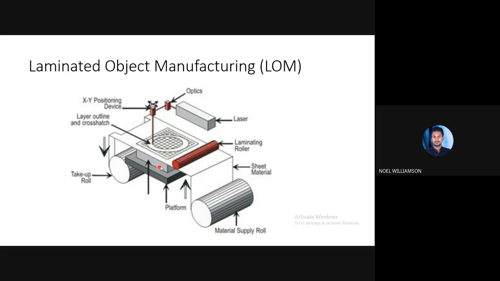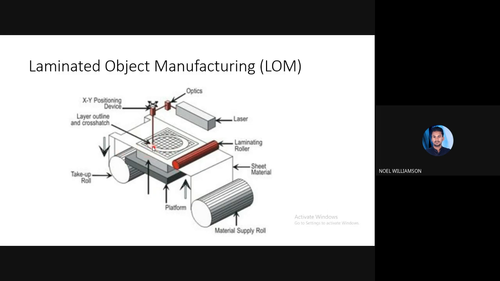Then the platform will move downward by one layer distance, in a similar manner to the previous cases. The first layer is created, then this will rotate, and the fresh material will be supplied to the machining area. Next, the layer is outlined, cross hatched, and the new layer is created.